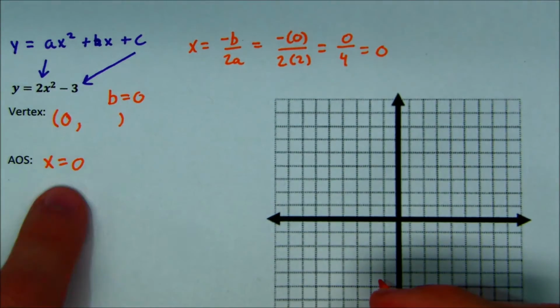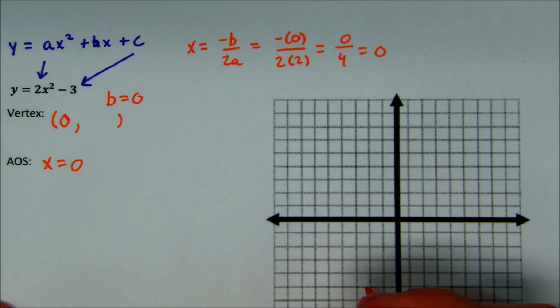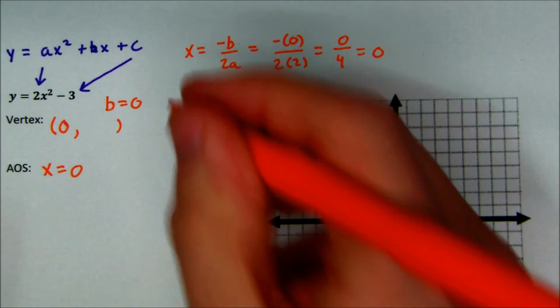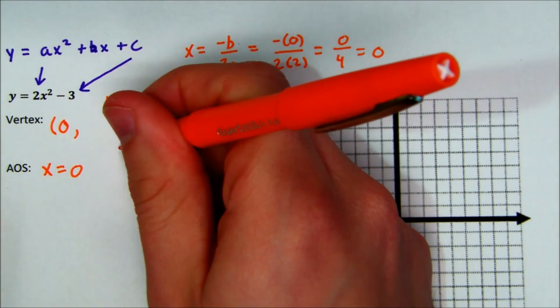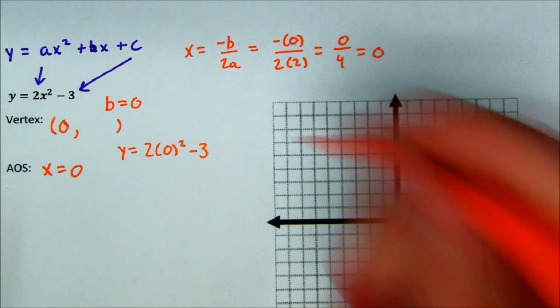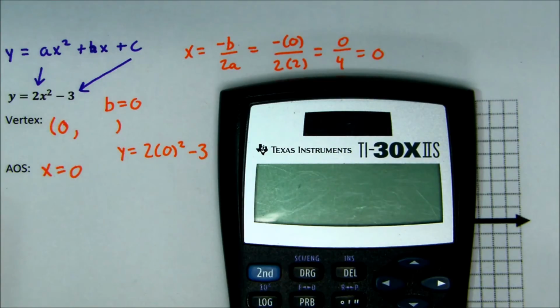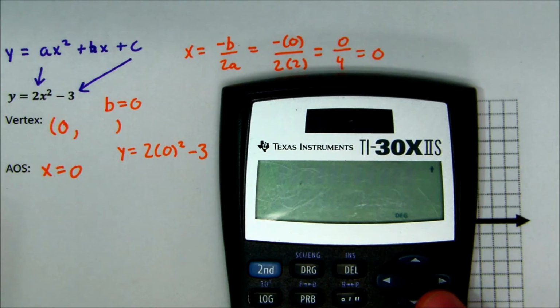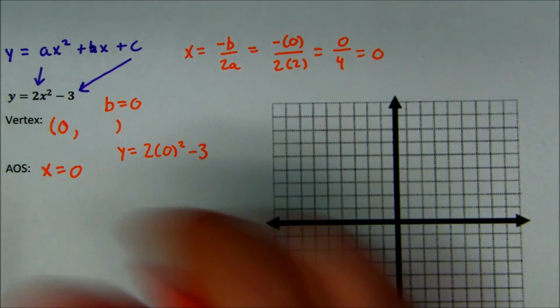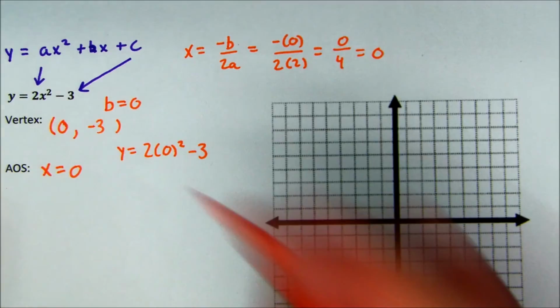So now all I have to do is find the y-coordinate, and plugging in 0 is one of the best things ever, just because the calculations are easy. So I'm going to go ahead and do that. So I have y equals 2 times 0 squared minus 3. Like my last example, I'm going to use my calculator just because it'll save me a little bit of work later on. Hopefully you already know that this is negative 3. Hopefully you know that just by looking at it. But we'll come back to this in a second. So I get a vertex of negative 3, and I get an axis of symmetry is 0.